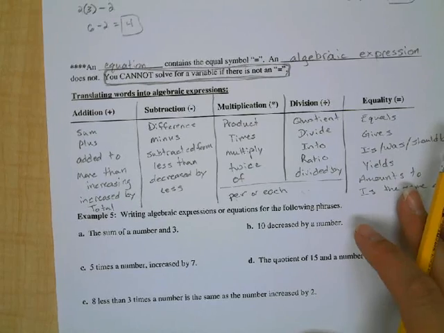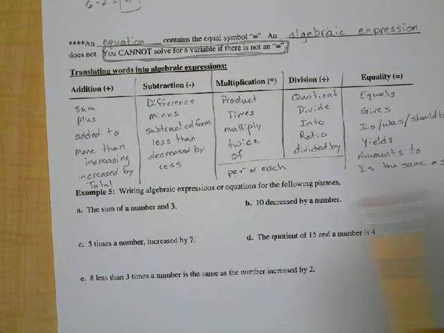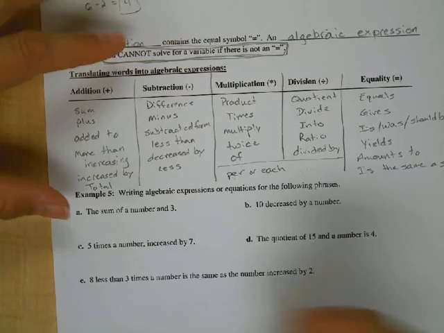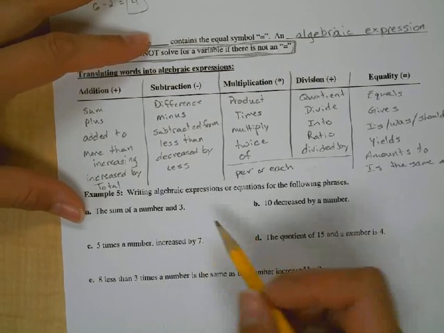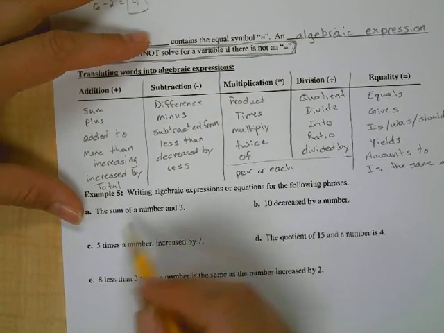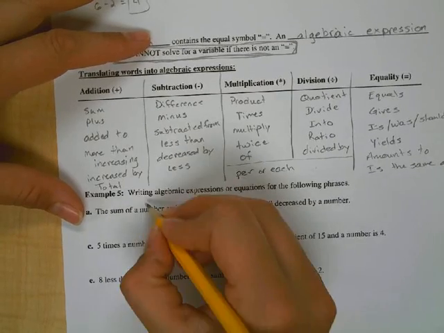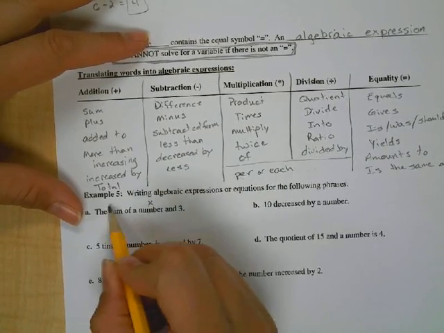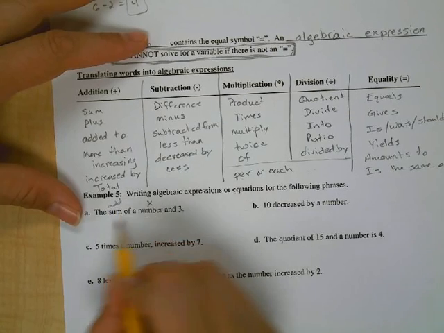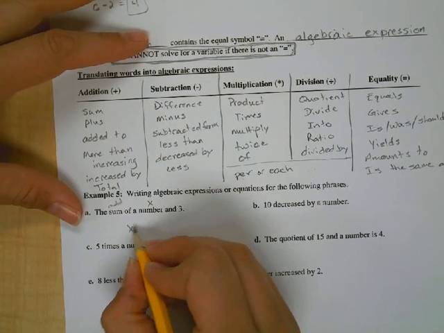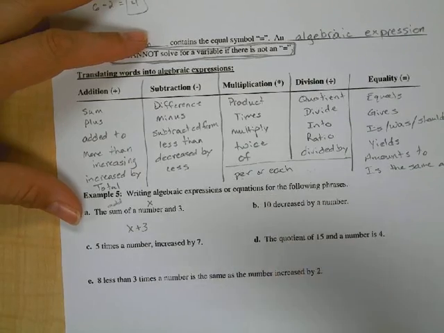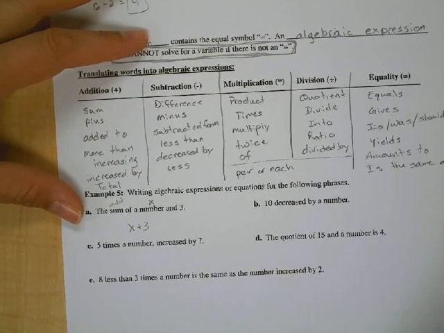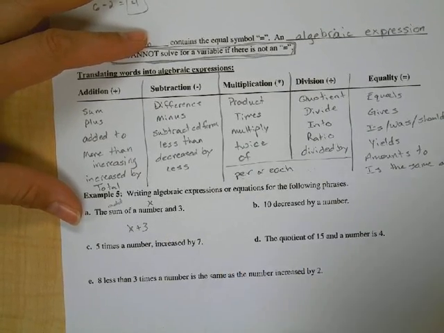All right, so writing algebraic expressions or equations for the following phrases. The sum of a number and 3. First of all, anytime you see a number, you need to give yourself some sort of variable to put in there. So the sum of a number, I'm going to put x. Sum means add, so the sum of a number and 3 means x plus 3. Notice I don't put equal to anything, because they didn't say it was equal to anything. That's how I write that expression.